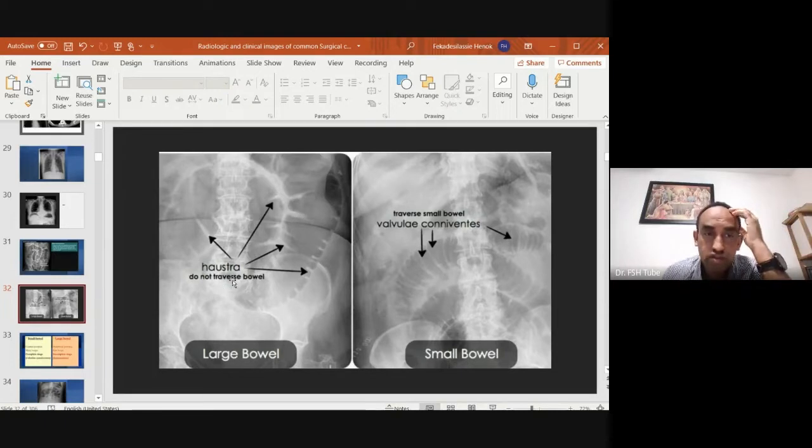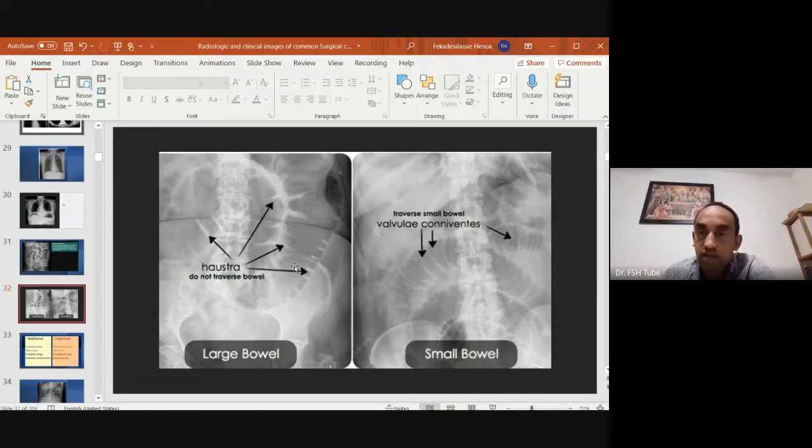And the other one is, you see the haustral markings. So the haustrations are these ones. You see them? They are opposite to each other. There is one here, there is another one here, there is another one here. They are opposite to each other. They are not parallel to each other like this one. These are parallel to each other. These are opposite to each other. And they are not traversing the entire segment. It stops here, right? Whereas this one traverses the entire diameter. So these are haustrations. These are valvulae conniventes.